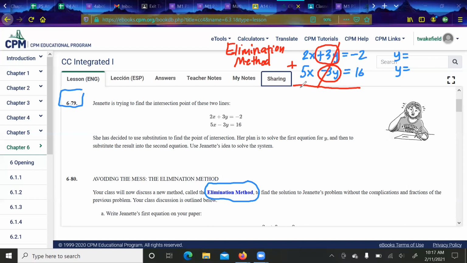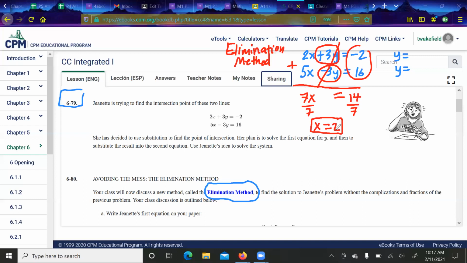So if I add this together, 2x plus 5x, we get 7x equals, and then 16 minus 2 is going to be 14. And then we divide by 7. So we get x equals 2. Look how easy that was. We didn't have to do any substitution. We just added them together and eliminated y, and we were able to solve for x.